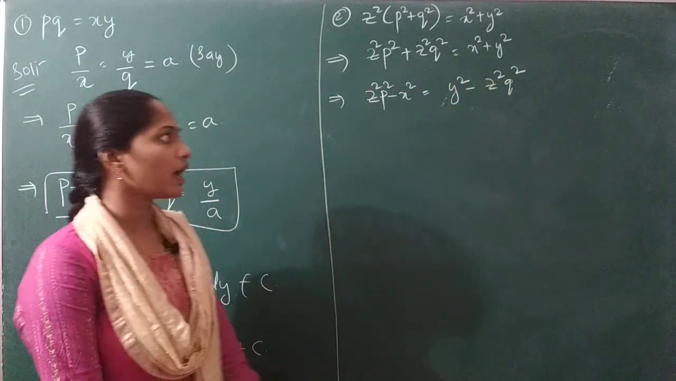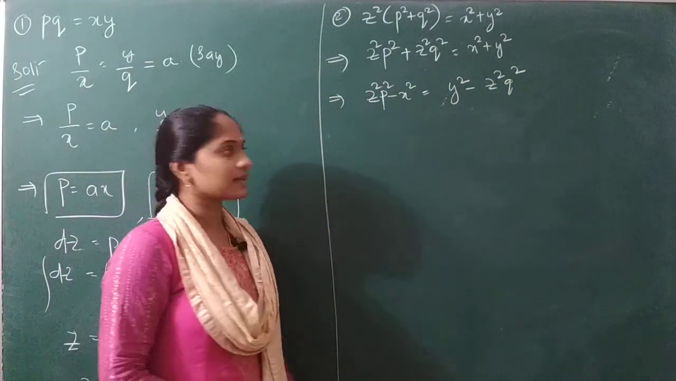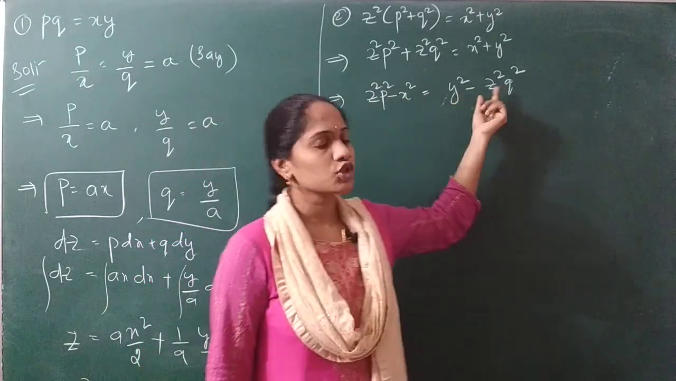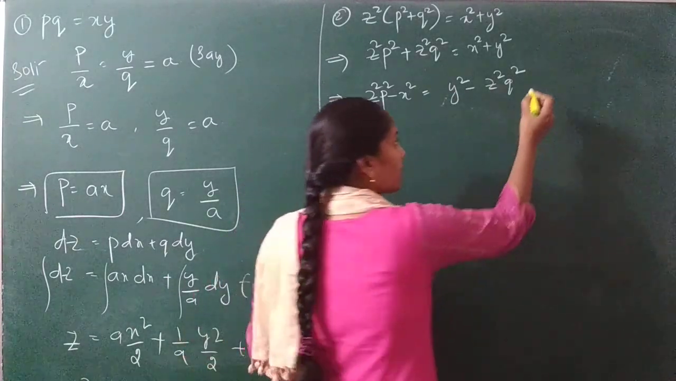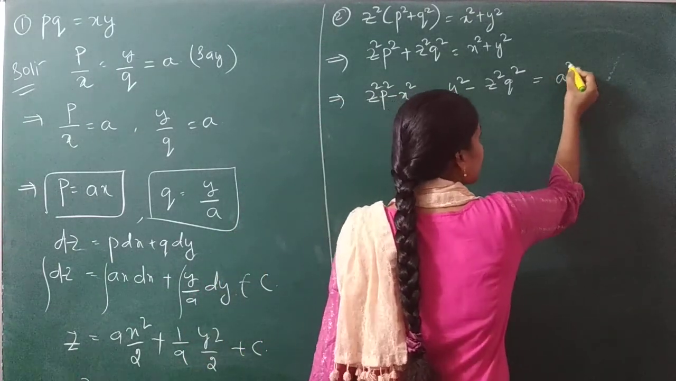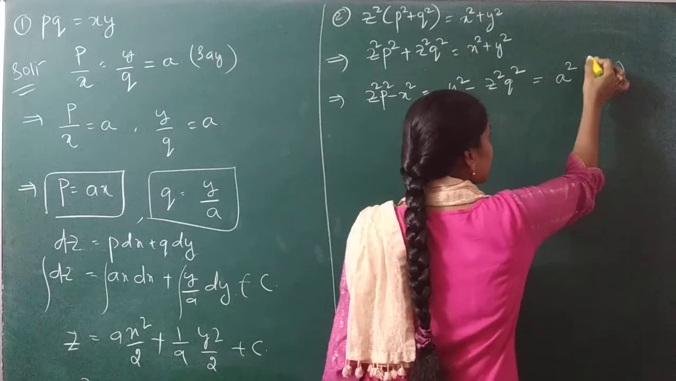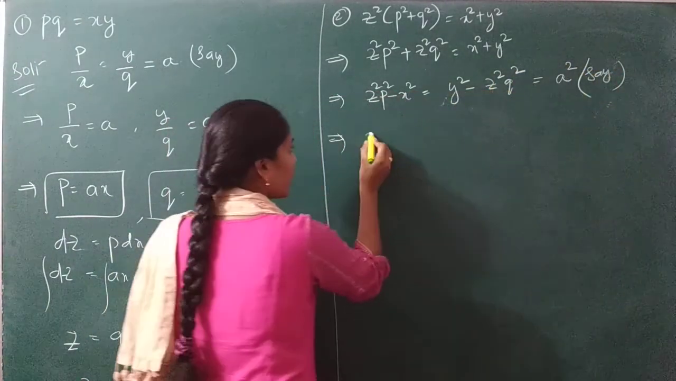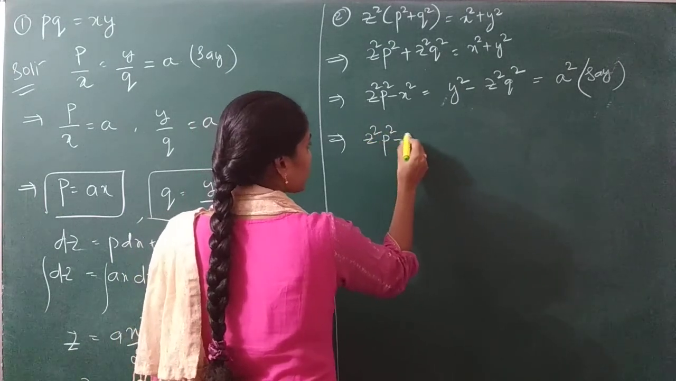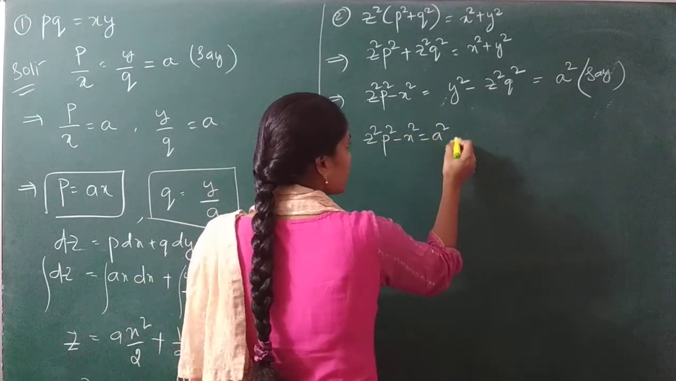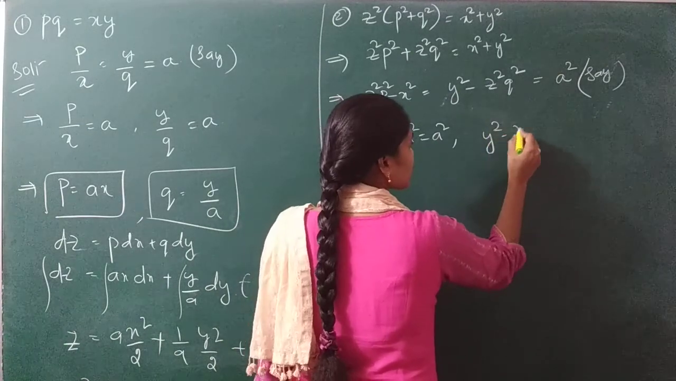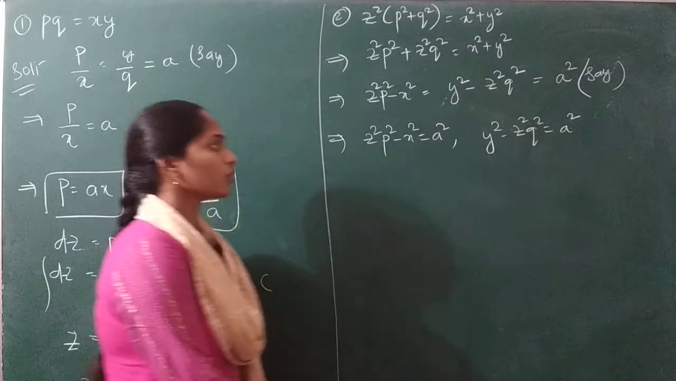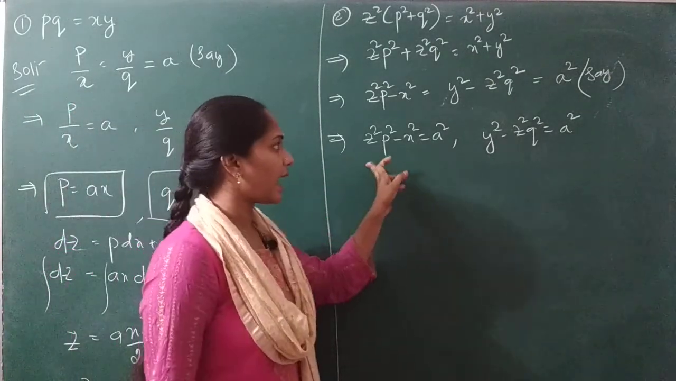Now next, you have to consider these two equations. What is this? F of x comma p, g of y comma q. Now you have to consider some constant. Let us take a square to be some constant. Then x square p square minus x square equals a square, and y square minus z square q square equals a square. Now you just have to find the p and q values.